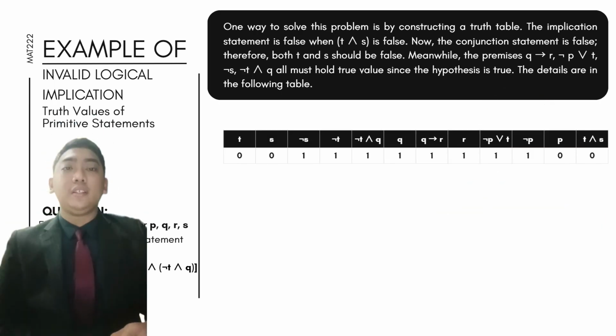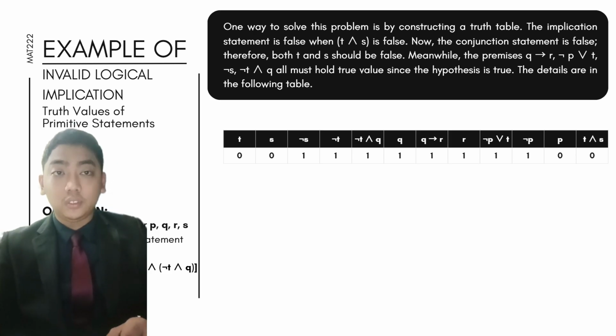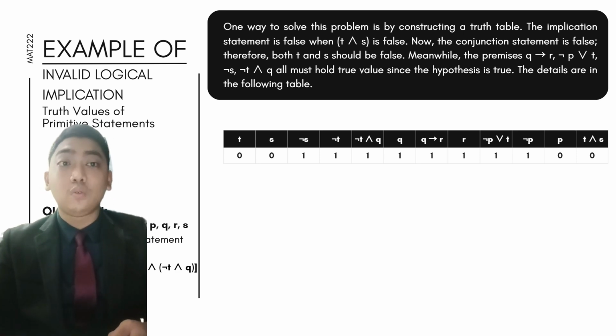So, in the following table, T is 0, that is false, S is 0, that means false too. So, the not of S and T, that is 1 and 1, that means true. So, not T and Q, that is 1 because Q is 1, so that means it's true. Q implies R, that is 1, that means it's true. R is 1, that is true. Not P or T, that is 1, that is true. Not P, that is 1, and P only is 0. And lastly, T and S, that is 0.